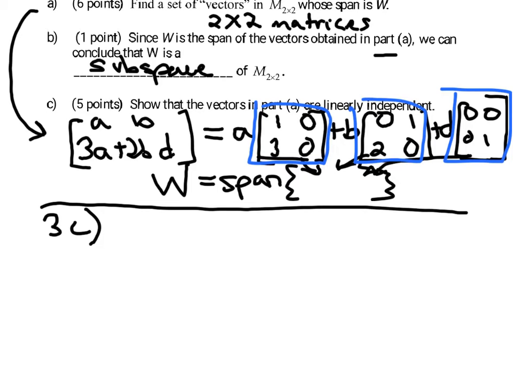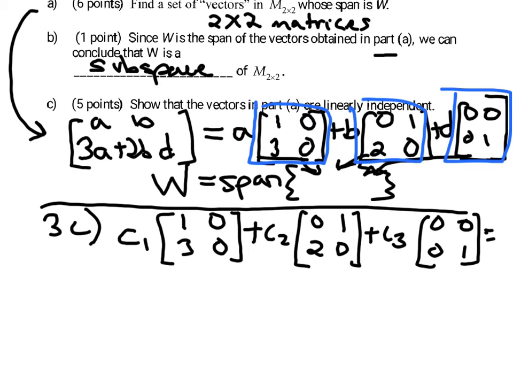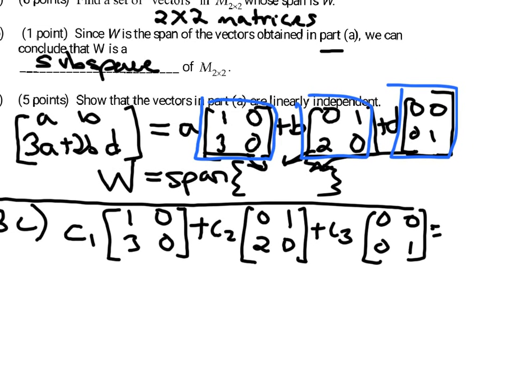So generally, to show that some collection of vectors is linearly independent, you want to show that this equation, C1 times vector 1, which in this case is the matrix 1, 0, 3, 0, plus C2 times vector 2, which in this case is the matrix 0, 1, 2, 0, plus C3 times vector 3, which in this case is the matrix 0, 0, 0, 1, is equal to the zero vector, which the zero vector for the collection of 2x2 matrices is just a 2x2 matrix whose entries are all zero. Okay, and we want to show that the only solution to this equation is the trivial solution, where C1, C2, and C3 are all zero. That would show that they're linearly independent. So that's the conclusion we're hoping to reach here.